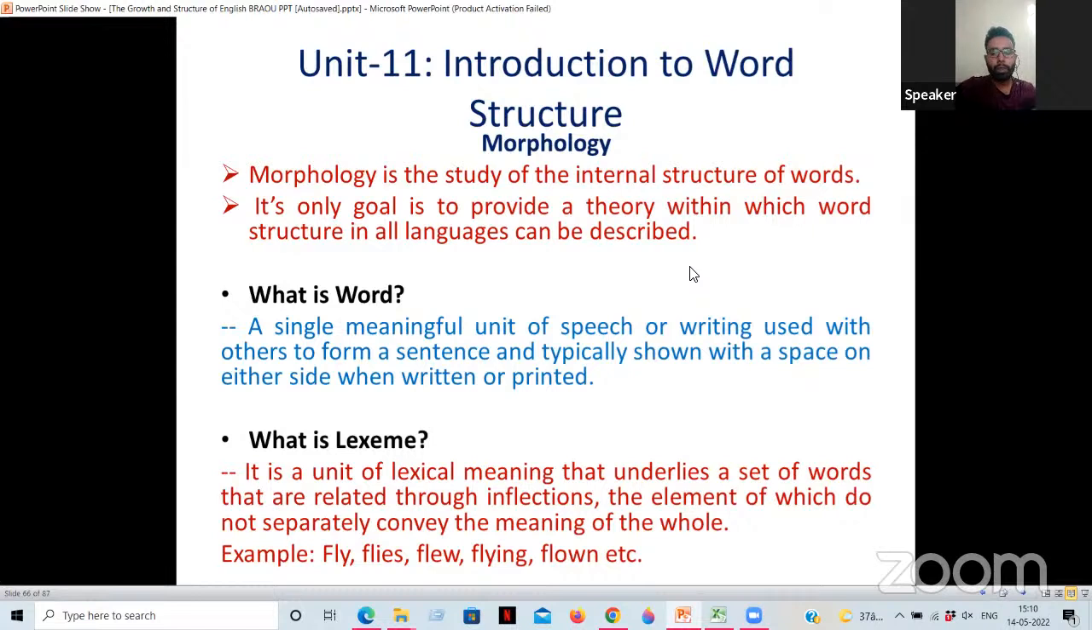Now in linguistics, a word is nothing but a lexeme. In linguistics, a word is actually called a lexeme. Now, what is a lexeme? It is a unit of lexical meaning that underlies a set of words that are related through inflections, the elements of which do not separately convey the meaning of the whole. As for example, fly, flies, flew, flying, flown, etc. So this is what a lexeme is.